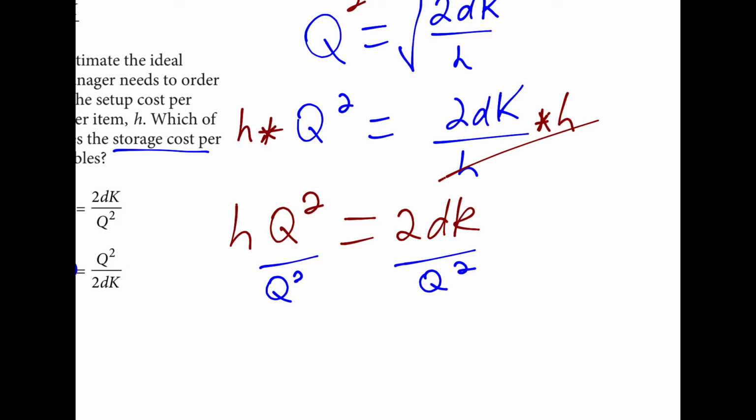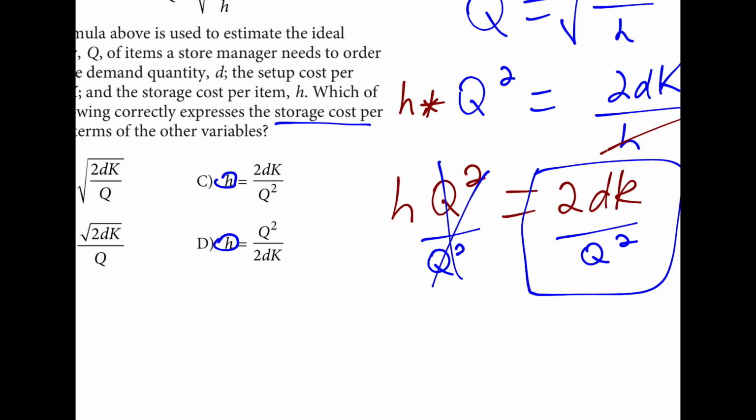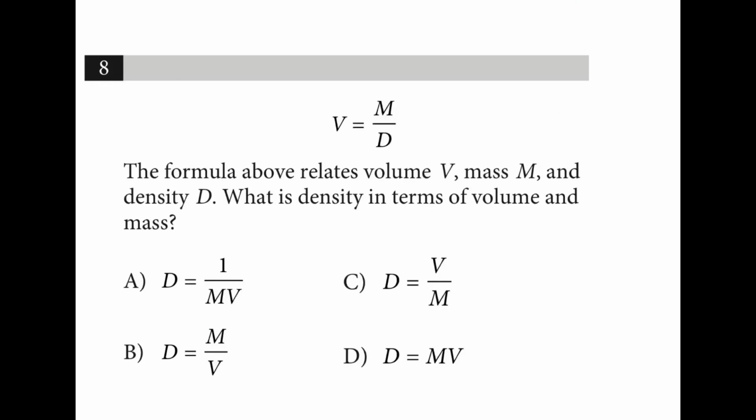And there is my answer, because this cancels out, and I'm left with h is equal to 2dk over q squared. C. This one, they want to know density in terms of the other variables.